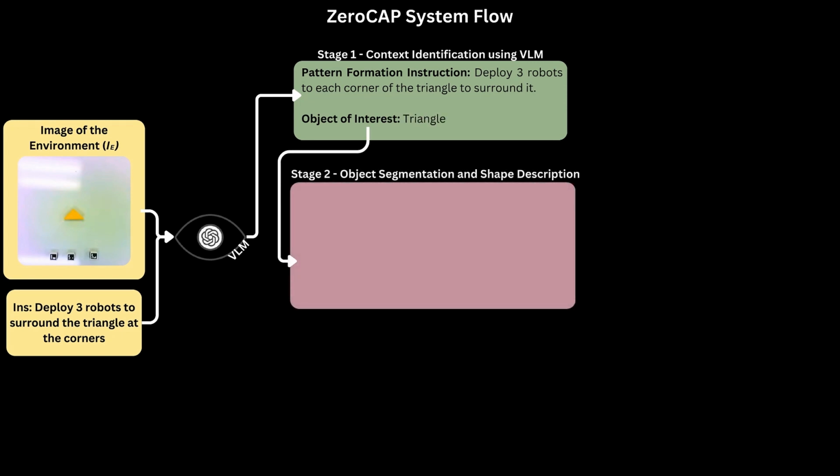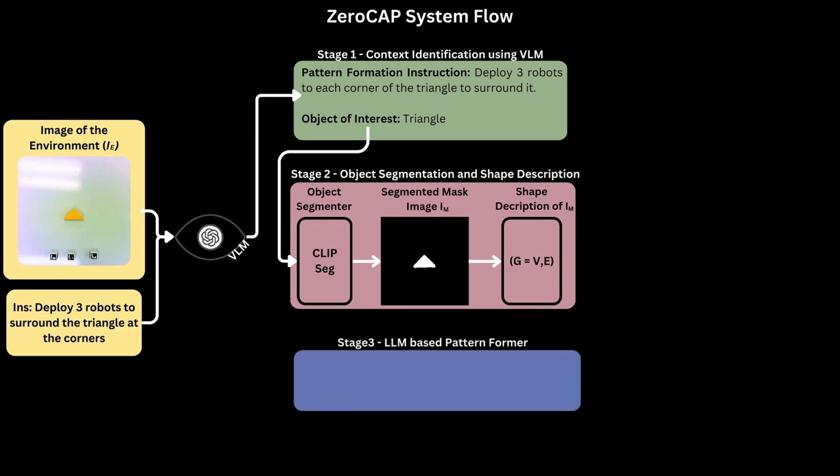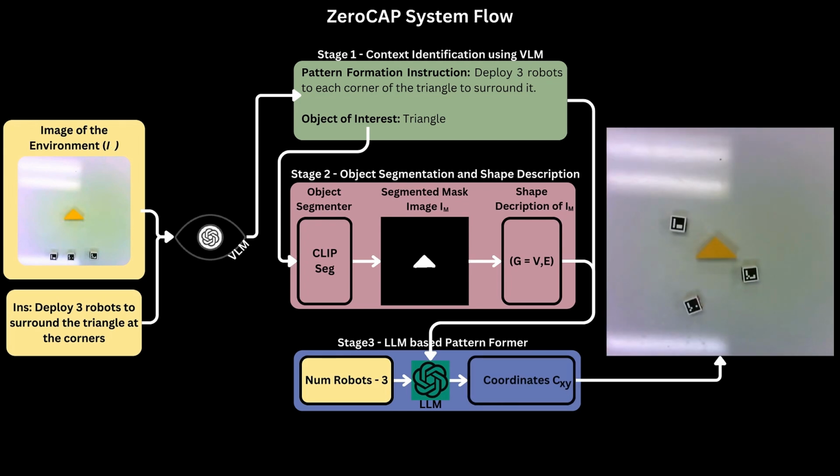Now, once the context and the object are identified, it goes to stage 2, where we segment the object and encode it in an underlying shape description of vertices and edges. In stage 3, an LLM-based pattern former is used, which takes three key inputs: the number of robots, the shape description of the object, and the pattern formation instruction. It then provides coordinates for the robots to be deployed in the real-world setting.